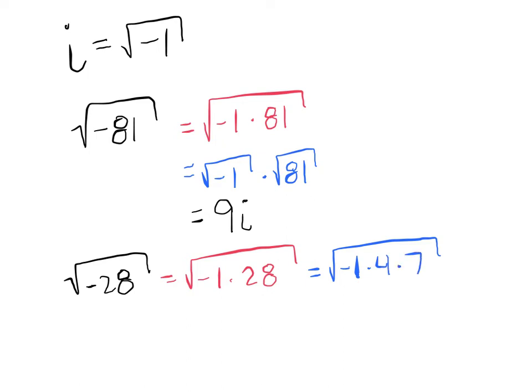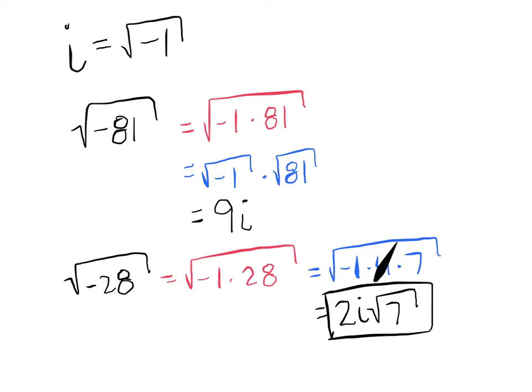So I have a couple of perfect squares that can escape from the square root. The square root of 4 is 2, so that comes out. The square root of negative 1 is i, so that comes out. And we're left over with the square root of 7, which is irrational, so that's our final simplification of the square root of negative 28.